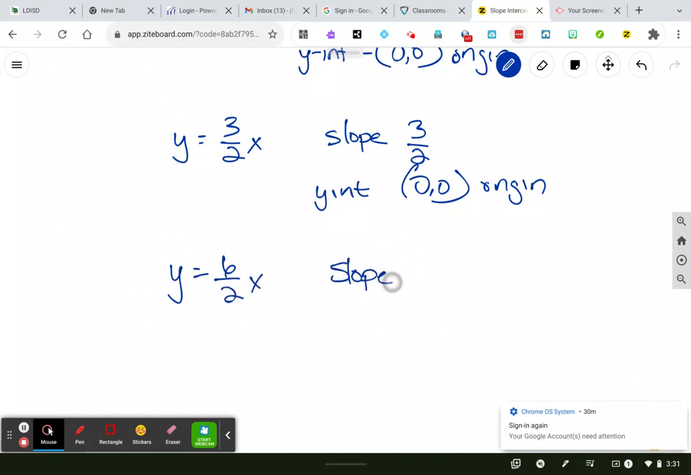Slope is 6 over 2. When you divide that out, that becomes 3, and my y-intercept is 0, 0, because it doesn't go through anything but the origin. And that's because there is no plus b. There's no plus number, there's no minus number. So there's the difference between those two.